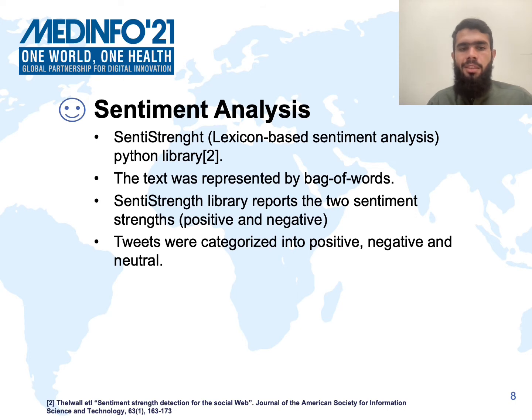So in this paper, we categorize into positive, negative, and neutral, where we give only one value. If the positive value is greater than the negative, we consider it positive, and if it is less than the negative, we consider it negative. And if both the positive and negative scores are the same, we consider it neutral.